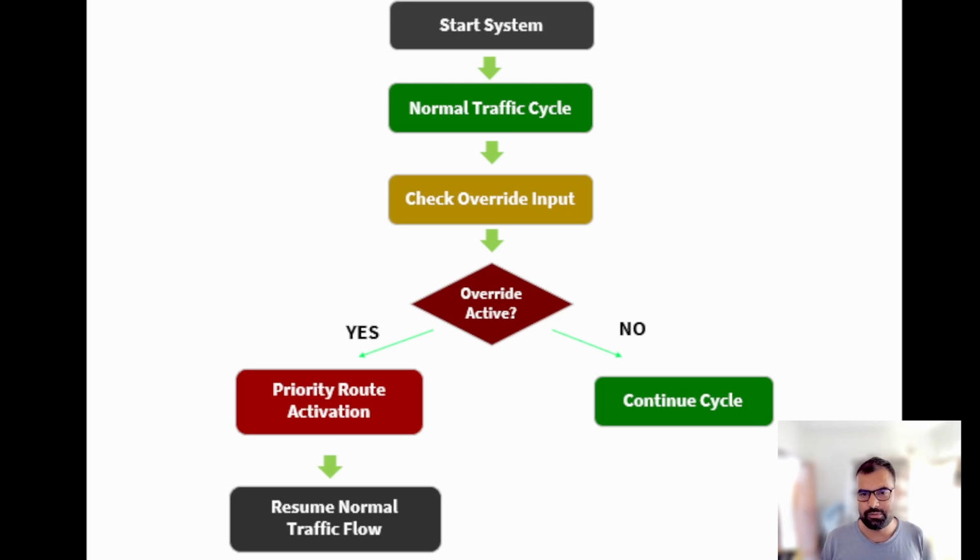The system also supports emergency overriding. If a controller input is triggered, the normal traffic sequence is temporarily interrupted to prioritize emergency vehicle movement before returning back to standard operation.